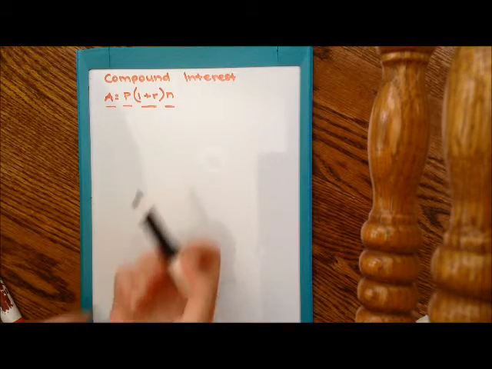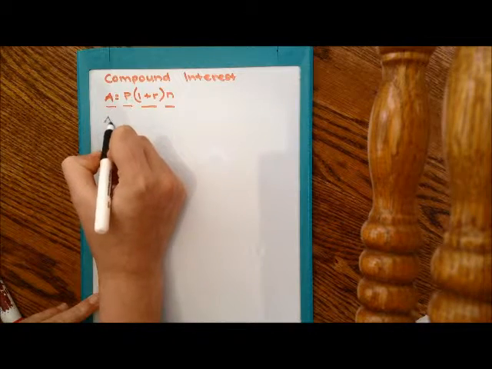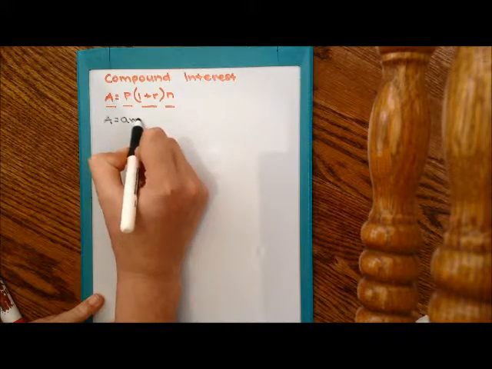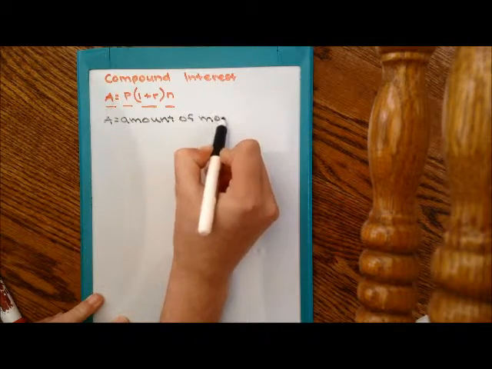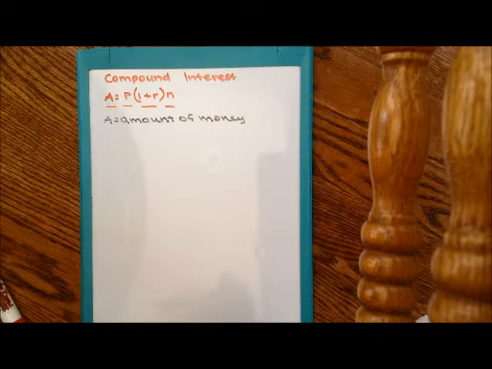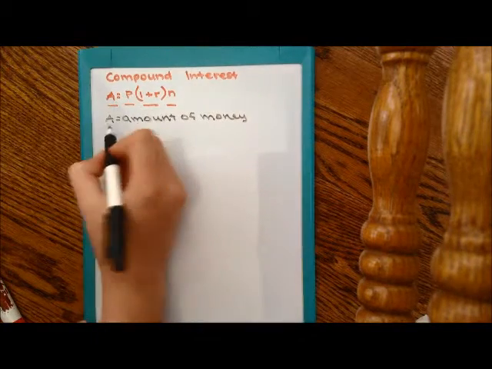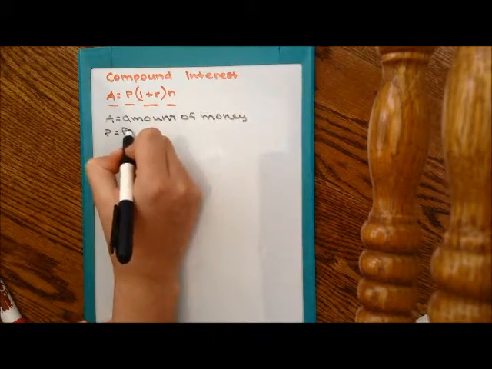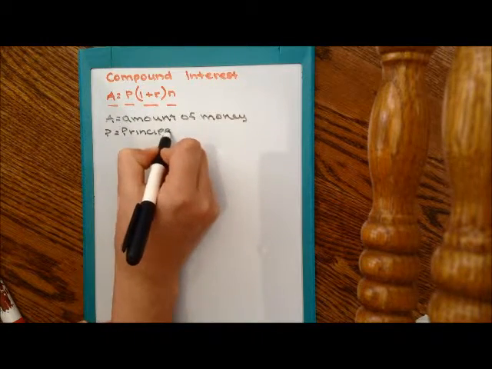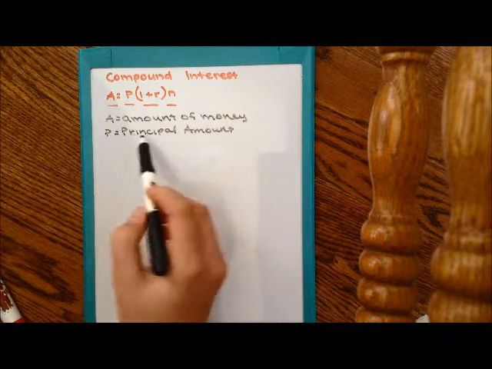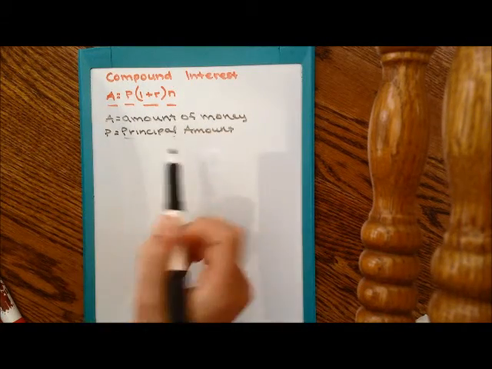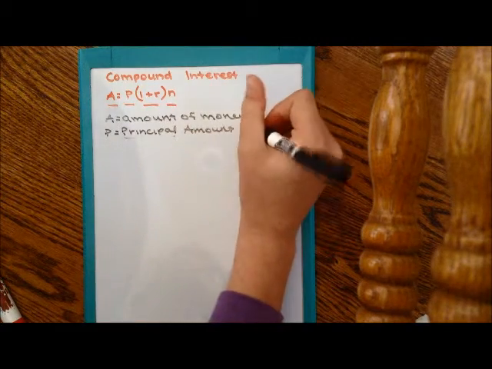The A is the amount of money, just the amount of money. Then we have the P, and the P is the principal amount. Besides principal, this amount can also be known as the initial amount.